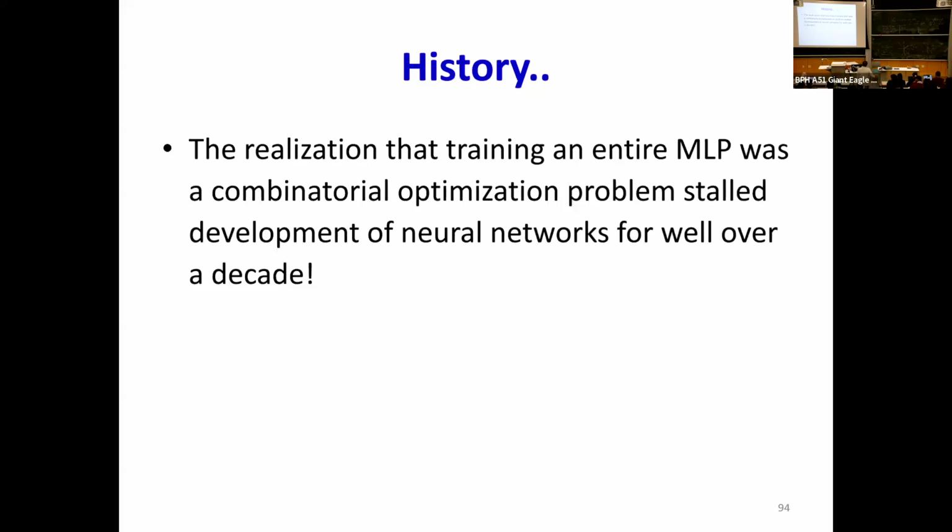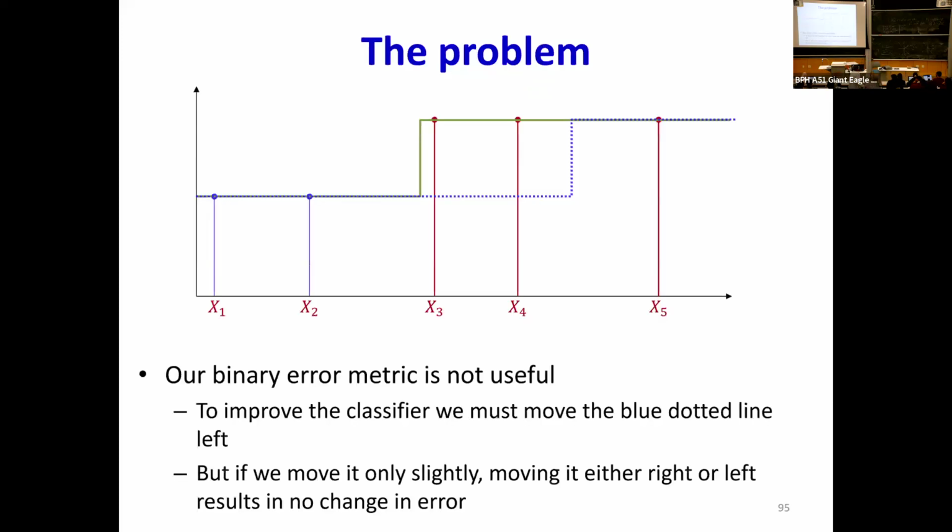So the realization that training an entire MLP was a combinatorial optimization problem stalled the development of neural networks for well over a decade until we had this little insight. And what is that? Here's the problem. What we are really trying to count is the error. How frequently is the network correct? How frequently is it wrong? We have a bunch of training inputs, and the output must be either 0 or 1 for these training inputs. Then at each of these inputs, you can compute the output of the network, and the output of the network may be either right or wrong. And we are counting the number of misclassifications it makes, and then trying to set the parameters.